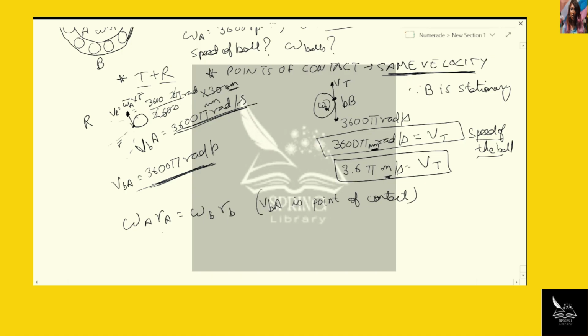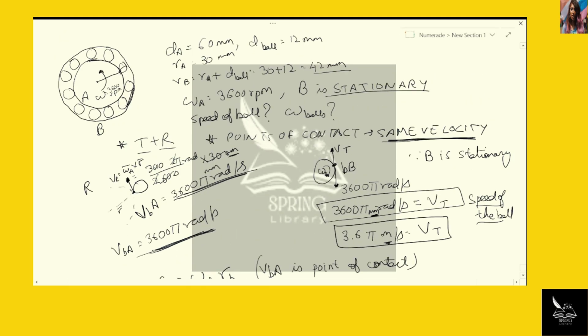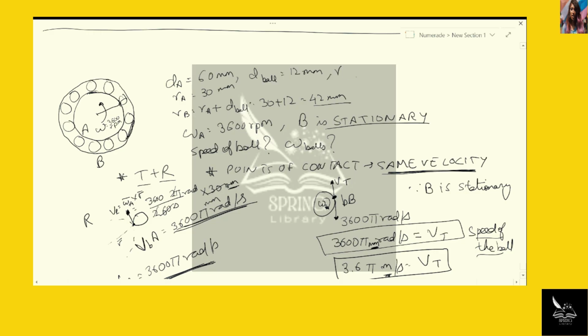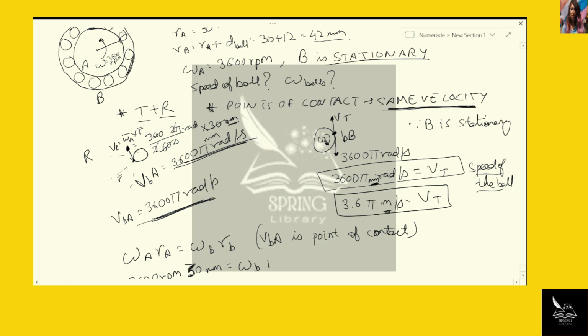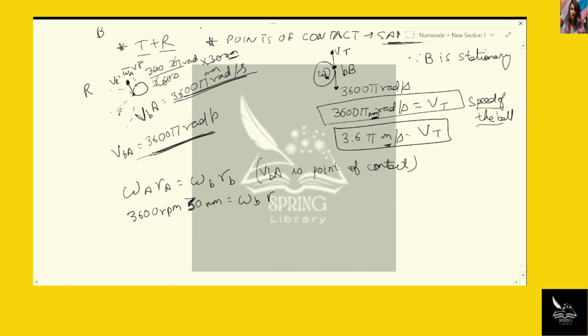So basically what this gives us is omega A was 3600 rotations per minute times RA. RA was 30 millimeters, and then omega B, which we don't know, and then RB, we know it's going to be, the diameter was 12, so radius of ball will be 12 by 2, 6 millimeters. So we can use that here. So this will be omega B times 12 millimeters.